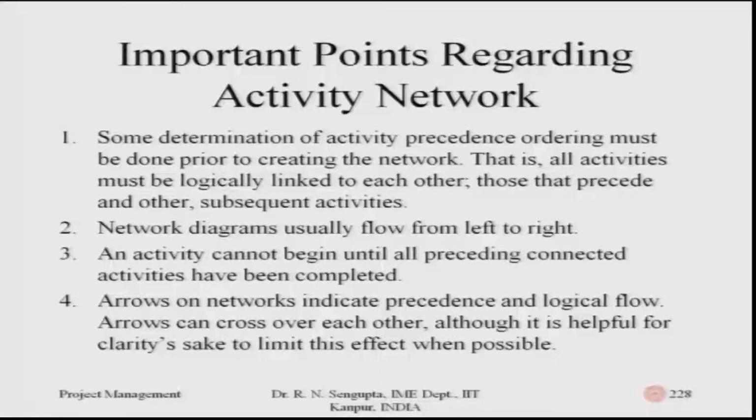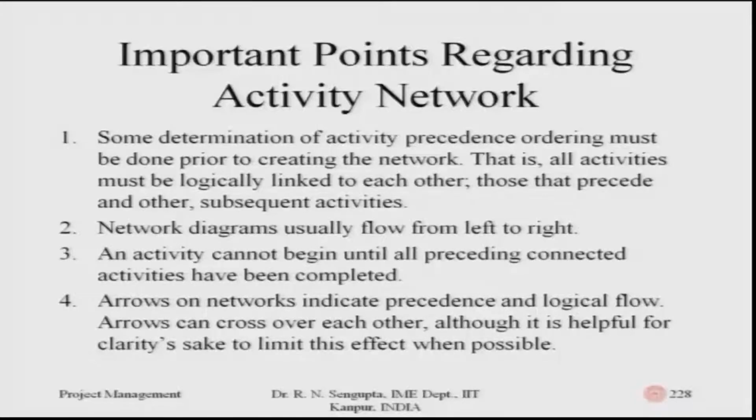So, some important points regarding the activity network. Some determination of activity precedence ordering must be done prior to creating the network. So you need to understand which job comes first, which job comes second, whether there is a sequence of jobs which has to be followed, or whether they can run concurrently, or whether there should be a delay between two activities and jobs. This should be well known to the project management team who are trying to implement the project. That is to say, all activities must be logically linked to each other. Those that precede and other subsequent activities should be planned accordingly.